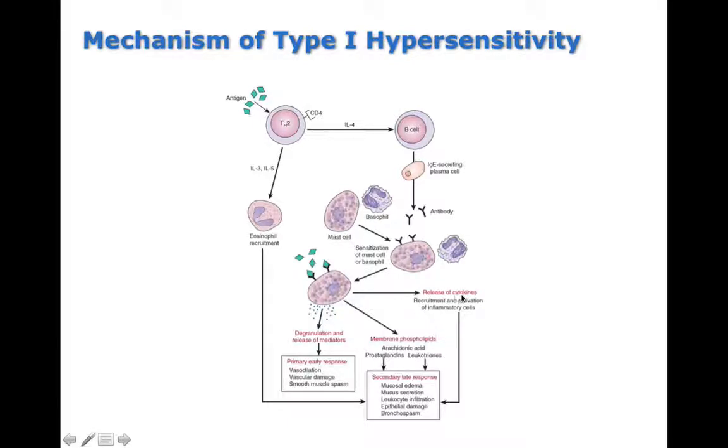Now, we also get the release of cytokines, which can activate other inflammatory cells. And these mast cells can release prostaglandins and leukotrienes, which can also contribute to more of these late responses. So later on in this type of hypersensitivity, remember it's an allergy, we can see things like mucosal edema, right?